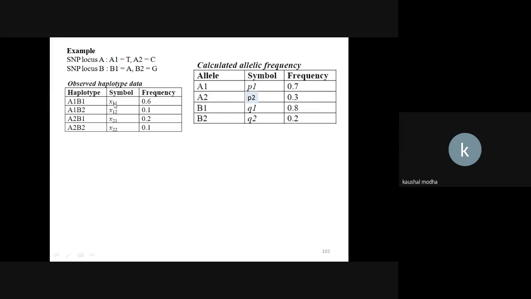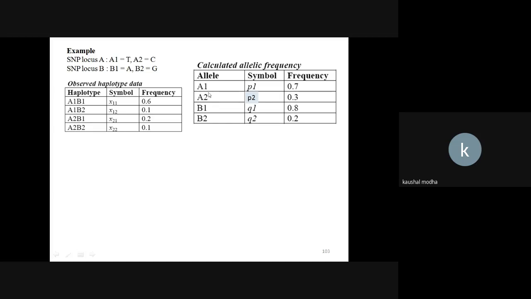These are the symbols for their haplotype frequency. X11 means the individual haplotype having A1 and B1 allele together. A1 and B2, A2 B1, A2 B2. This is the haplotype frequency, 0.6, 0.1. Remember, the total would be 1 because we are talking about allelic constitution at a time. So it is more related with population genetics.